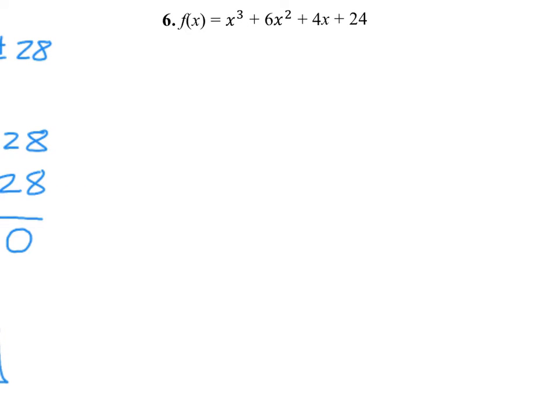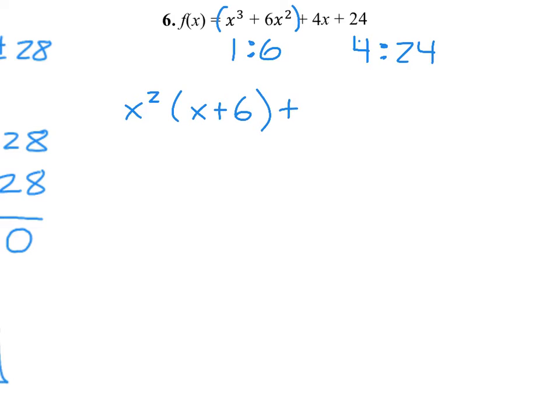All right, for number 6, I can see that factoring by grouping will actually work because if you look at the coefficients, that's a 1 to 6 ratio. 4 to 24 is also a 1 to 6 ratio. So I'm not going to waste my time with the rational zero theorem. I'm just going to factor it by grouping. So first group, I can take out x squared, leaving behind x plus 6. Second group, I can take out a positive 4, leaving x plus 6 in the parentheses.